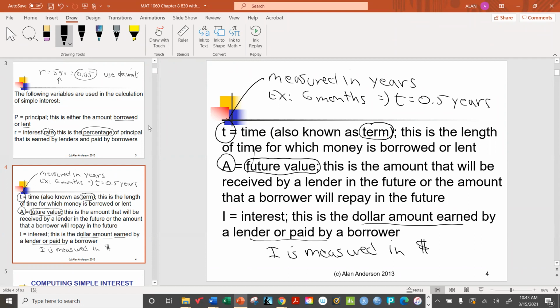Now, here's one of the stranger pieces of notation. A is going to be used to represent future value. I don't know why they chose A, but the book decided to go with A. And just be aware, future value simply means if we start out with a fixed amount of money today, this is how much we'll have in the future based on how we invested the money. All right, and this of course depends on the amount we invested. It depends on how much time we invested the money for, and it also depends on the interest rate.